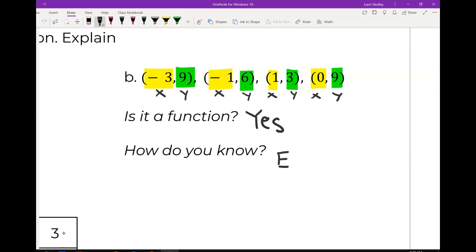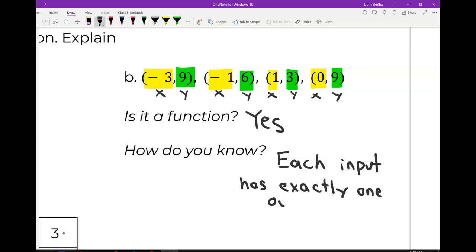because each input has exactly one output. Again, if you're someone that colors help, each input, everything in yellow, all of our x values, has one output. Our vending machine is working. We know what we're going to get out each time.